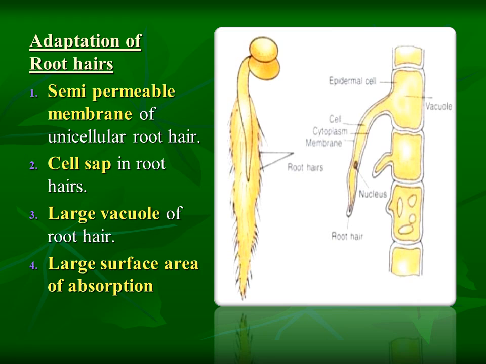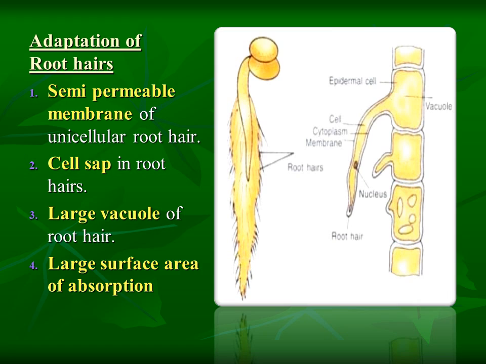Now let me tell you about the adaptations of root hairs, how the root hairs have adapted to perform their function properly. The first adaptation is the semi-permeable membrane of the root hair. Now what does the semi-permeable membrane do? It permits the water and minerals to enter into the cell sap, but it does not allow them to come out of the cell. So this is the first adaptation.